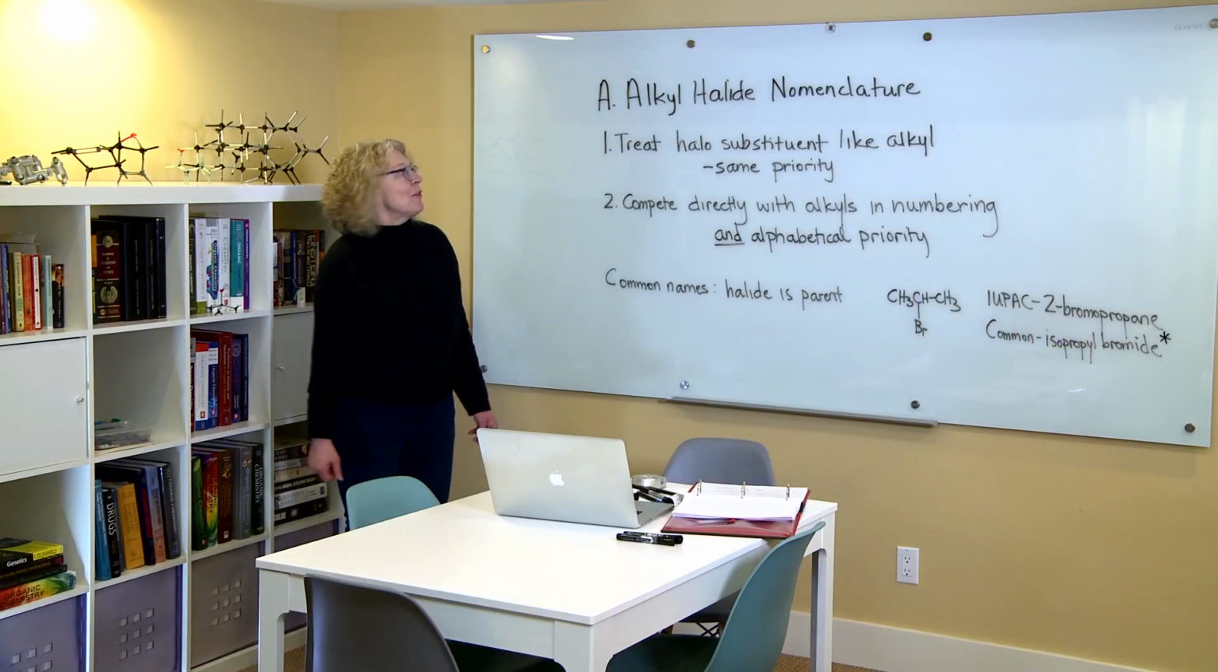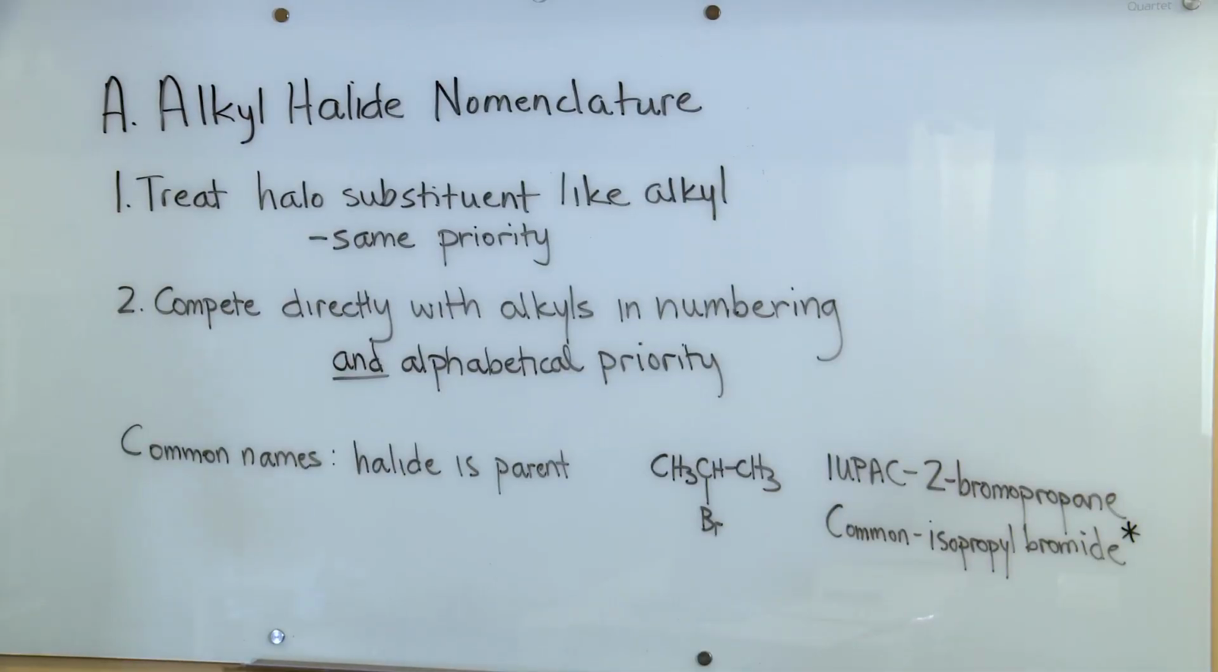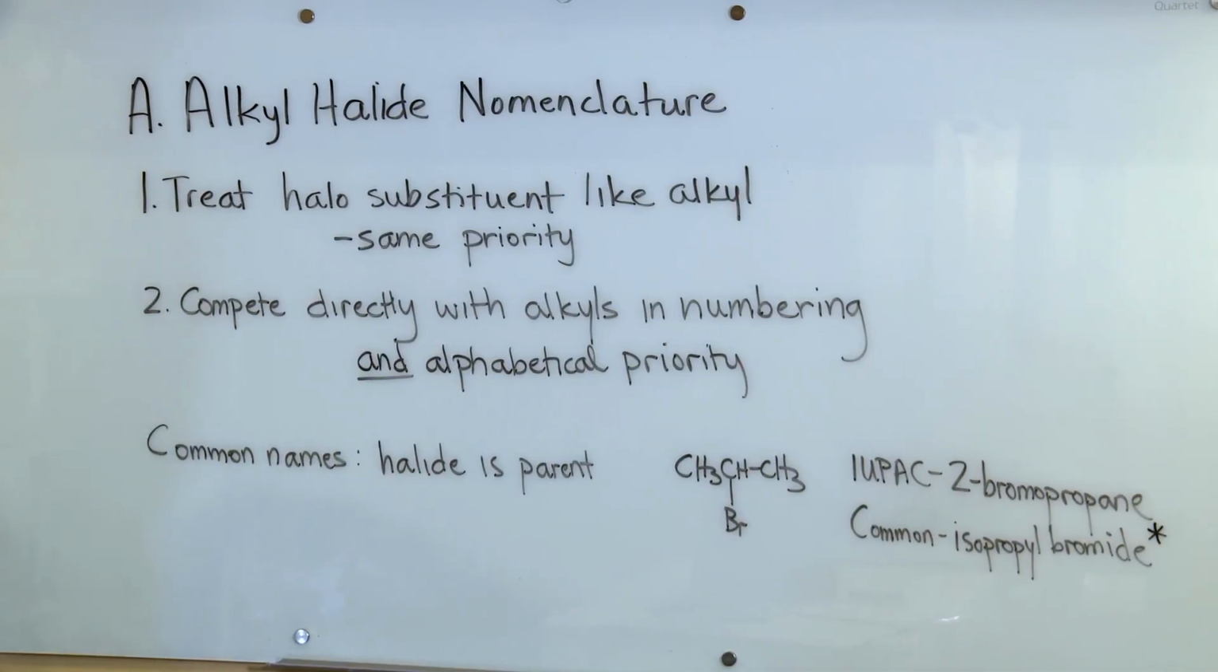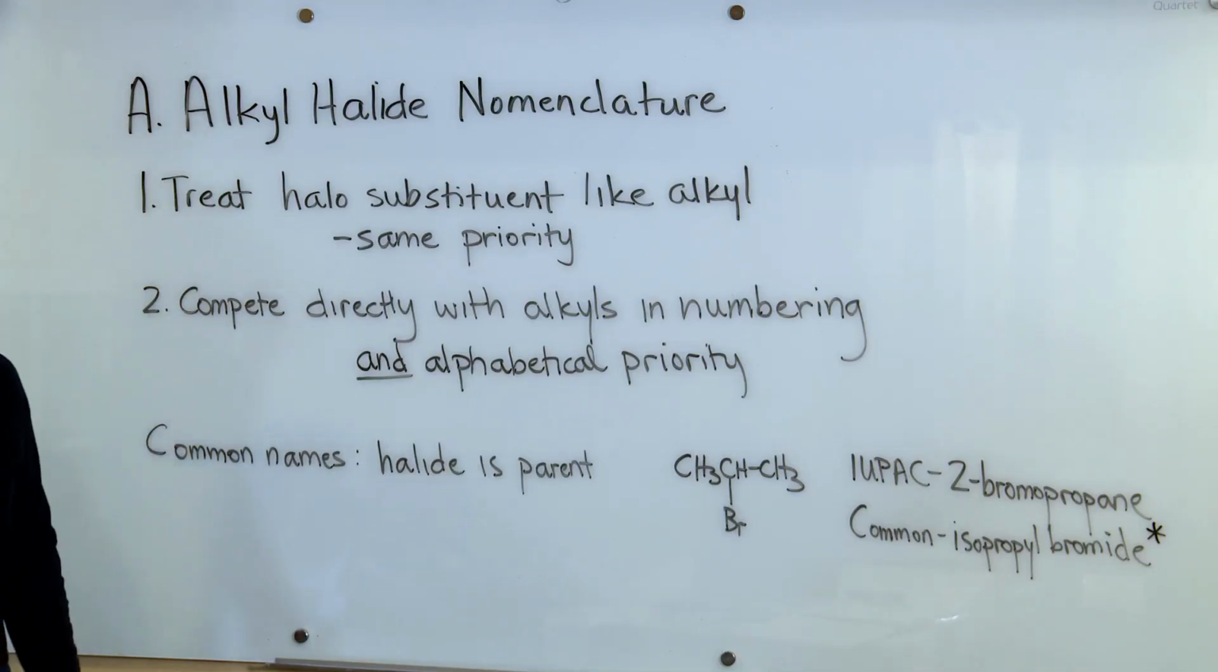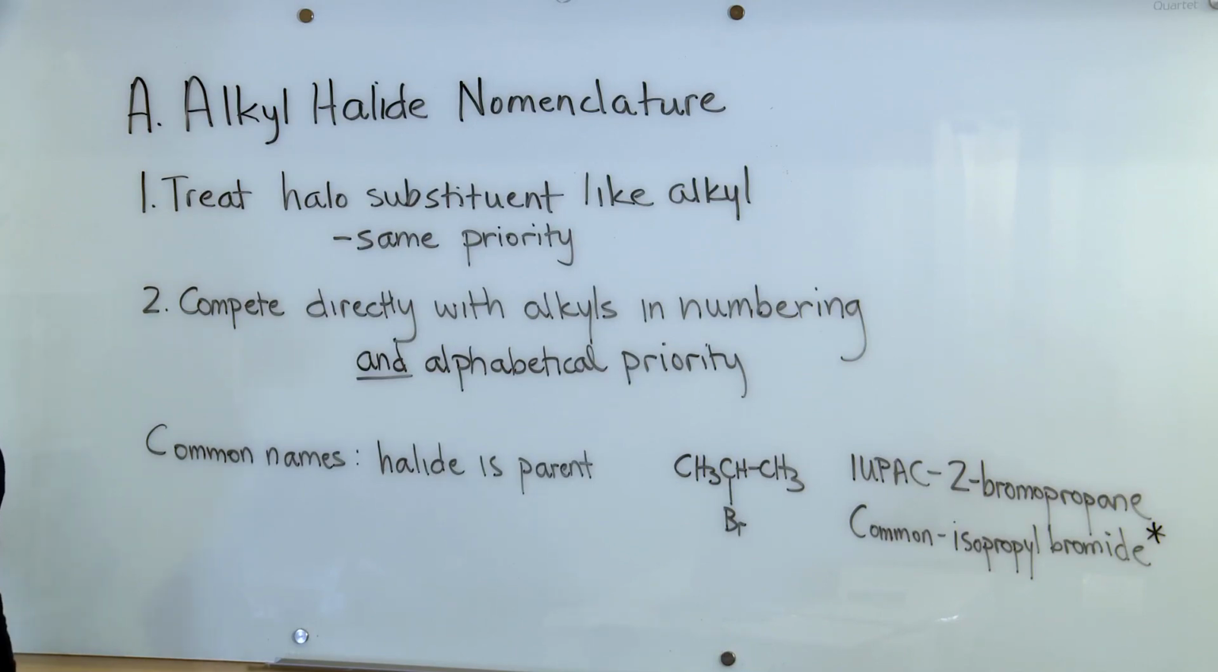We're going to start with some alkyl halide nomenclature. If you have a halo group in your molecule, it's treated exactly like an alkyl group. It has exactly the same priority. So it competes directly with alkyls in both numbering and in the alphabetical priority.